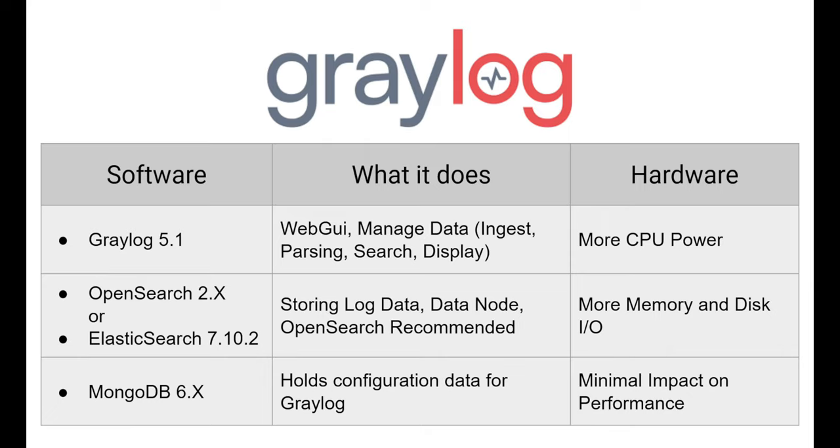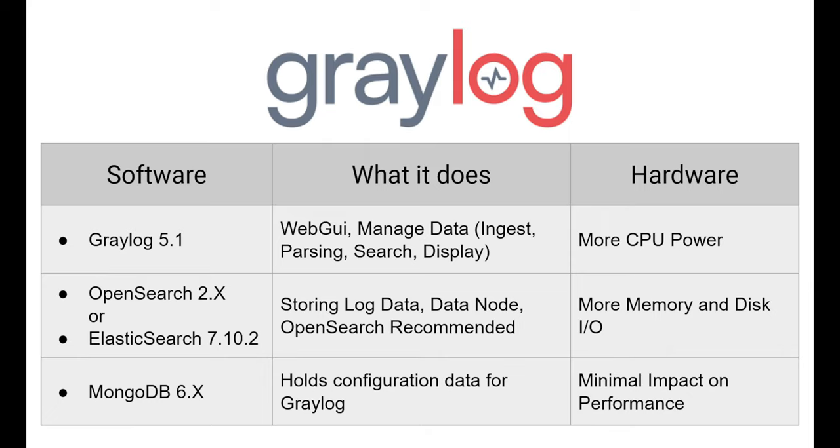So in order to get the Graylog solution working, we have three main components. We have the Graylog software itself, and this is the web GUI and where you go to manage all your data. We have OpenSearch or Elasticsearch. This is for storing all of your log data.